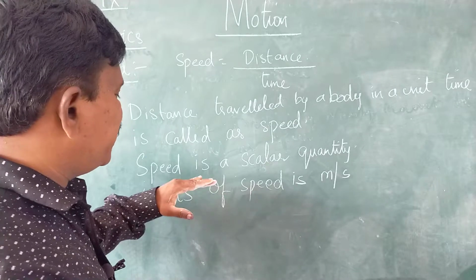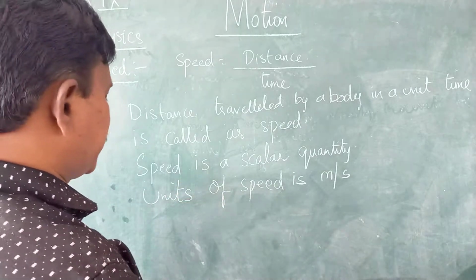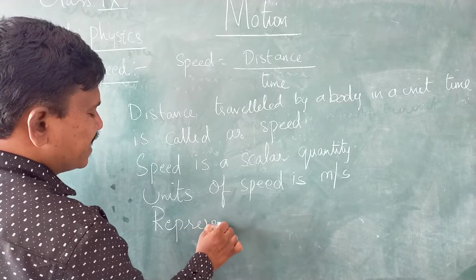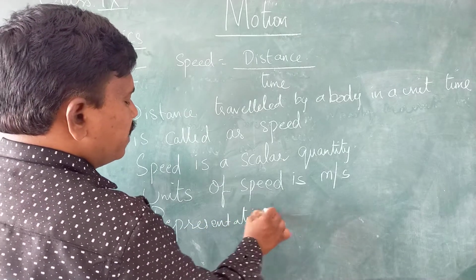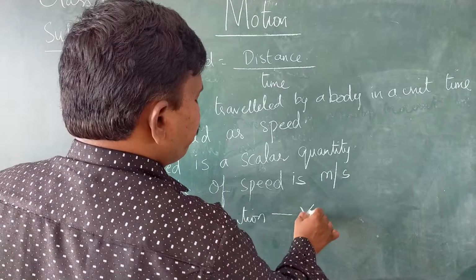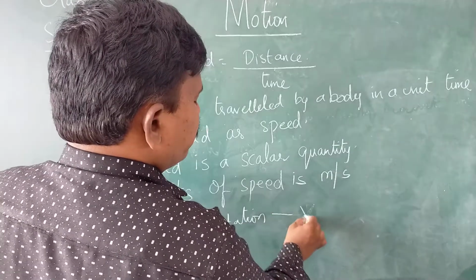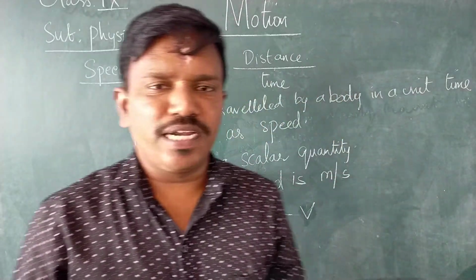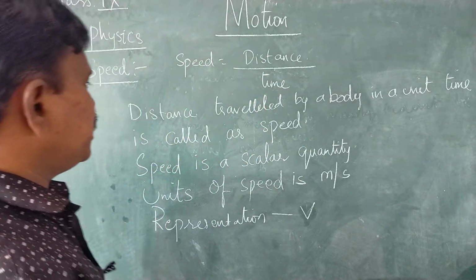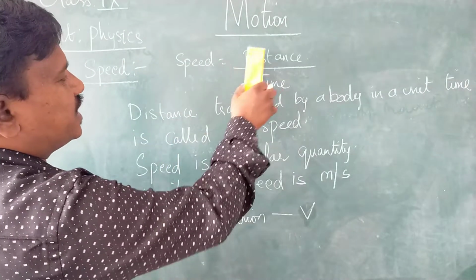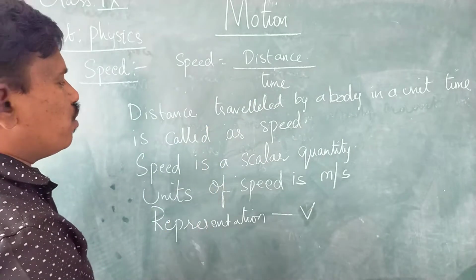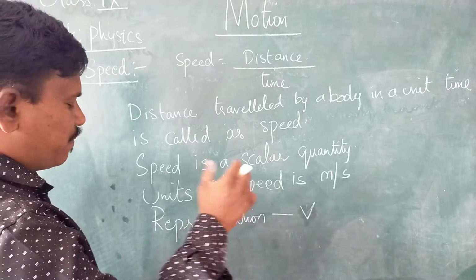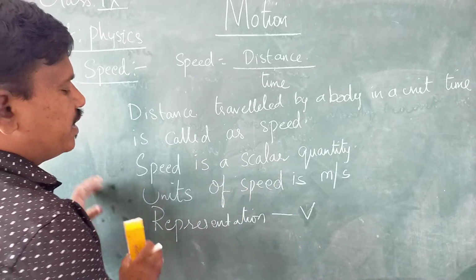Speed is a scalar quantity. The unit of speed is meter per second. And how do we represent speed? Normally in physics speed is represented by the letter V. Okay children, now look here. Speed is distance by time. Distance traveled by a body in a unit time is called speed. Speed is a scalar quantity. The unit of speed is meter per second and it is represented by the letter V.